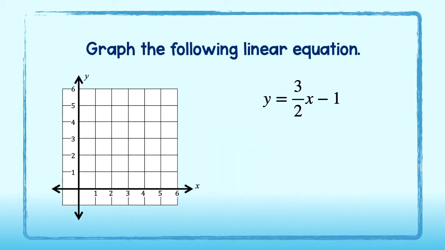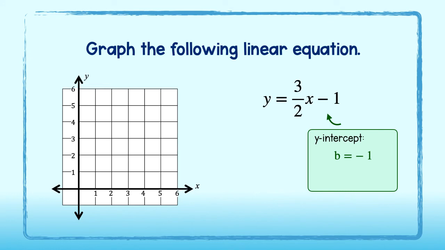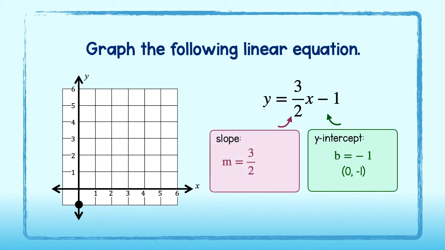Your turn. See if you can graph the equation y = 3/2 x - 1. All right, let's take a look. The y-intercept is -1. Remember to take the sign with it. So I know my first point is at the point (0, -1), or right here on the y-axis. The slope is 3/2. Remember, slope is rise over run, so we will rise 3 units and run 2 units. They are both positive, so we will go up and to the right.